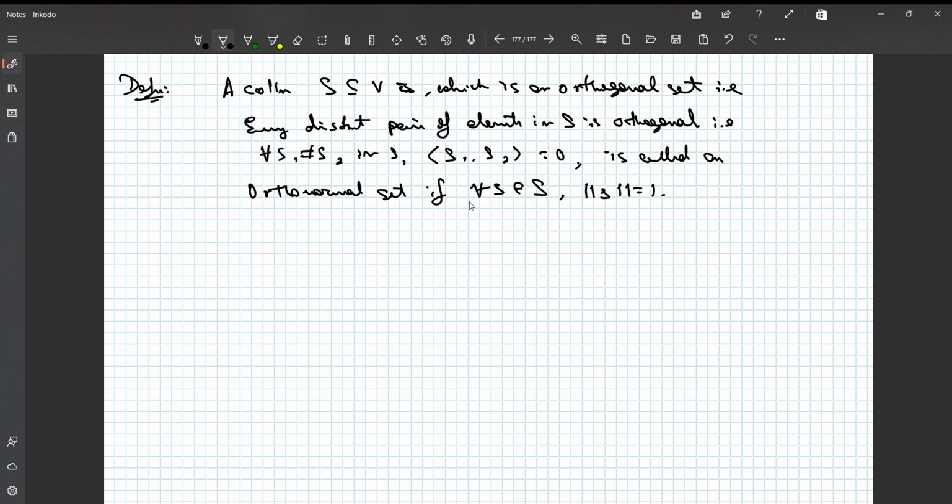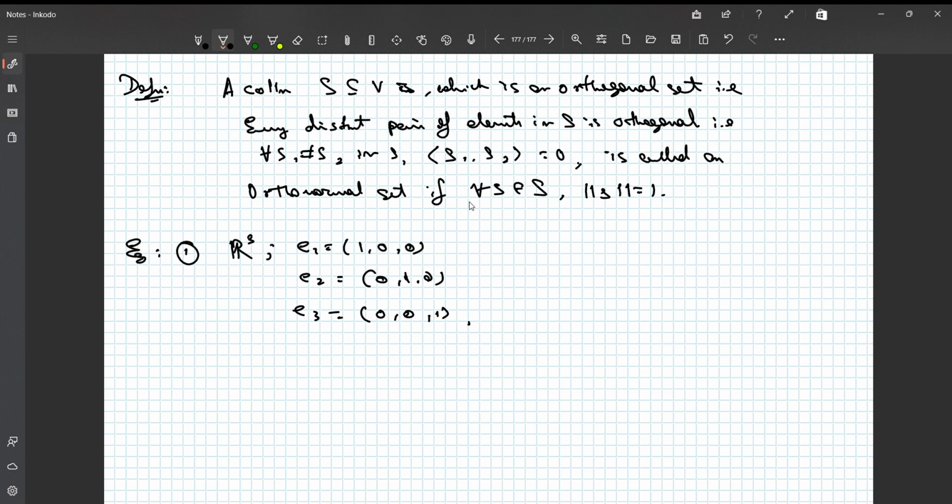The immediate example which you can obviously relate is the standard basis vectors of Rn or Cn. Example, suppose we consider R3, then the standard basis vectors, we know that E1 is (1, 0, 0), E2 is (0, 1, 0), and E3 is (0, 0, 1).